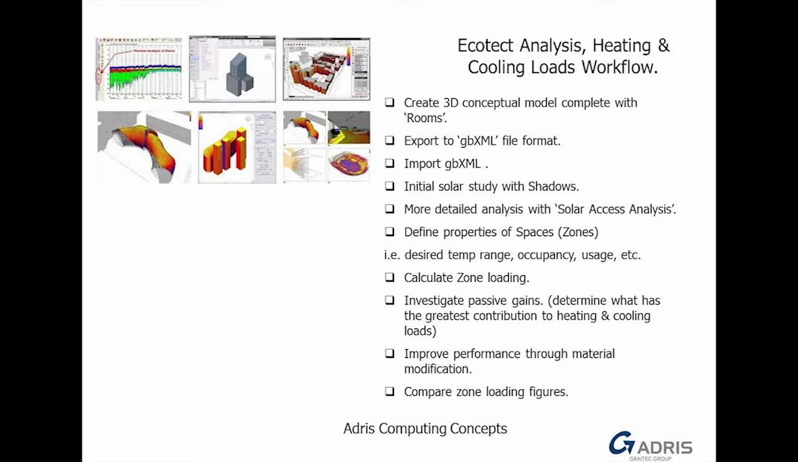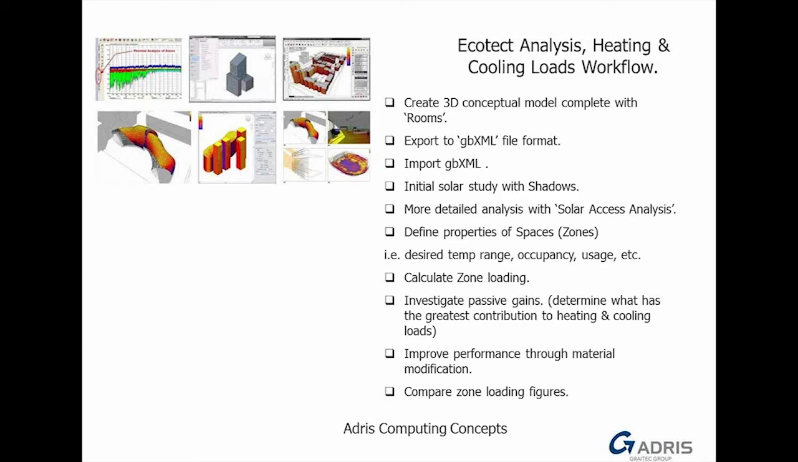We would define the properties of the space, because up to this point Ecotect wouldn't know anything about the details of the individual spaces, or zones as they're referred to. So we would quote the desired temperature range, occupancy, usage, etc. We would then calculate the zone loading, possibly armed with the overall loading.